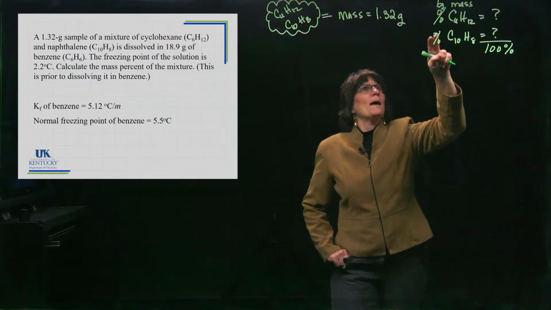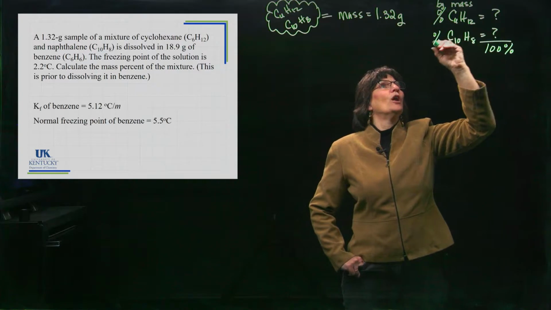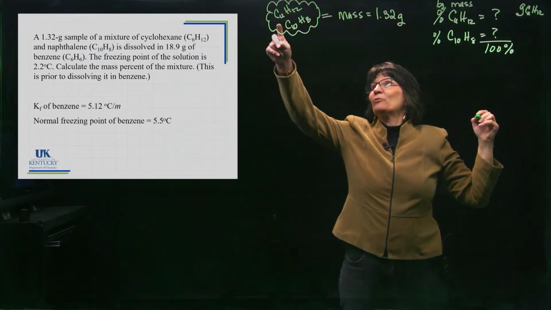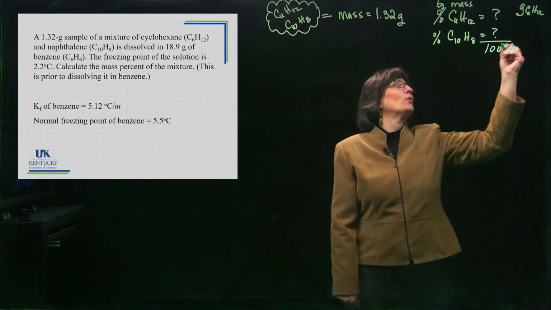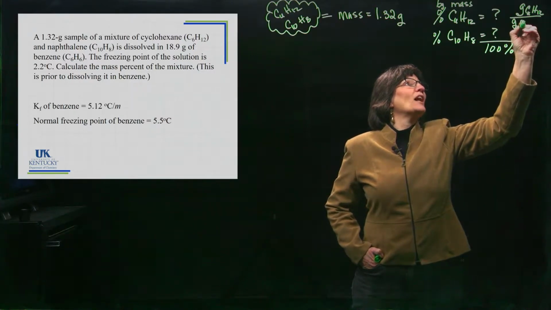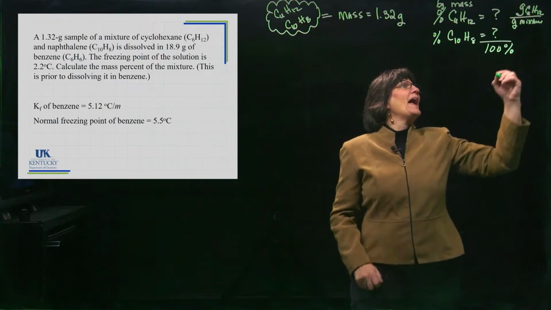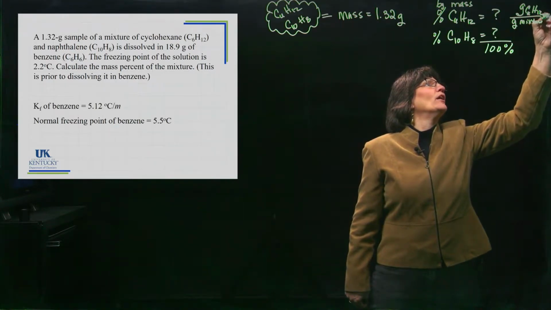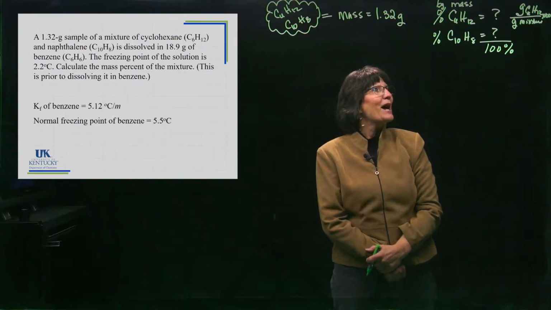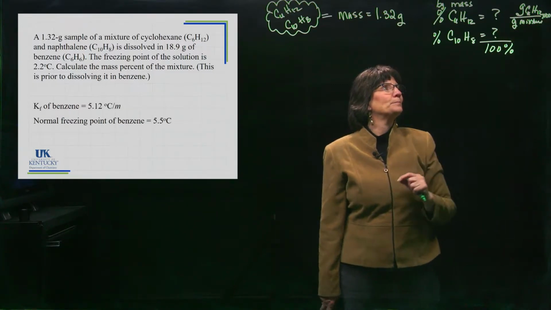So if I'm wanting the mass percent of the cyclohexane, I need to know the grams of C6H12 in this pile. I don't know that, but I need to know the grams of that divided by the grams of the mixture, which I do know, don't I? It's a 1.32 gram mixture. And then I'm going to squeeze in here times 100. That would be the percent by mass, the part over the whole, times 100.